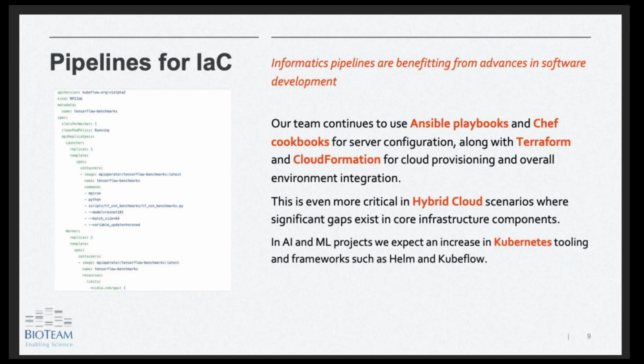the cloud. And I would argue that this infrastructure as code concept becomes even more important when you're in a hybrid cloud scenario, because the differences in your core infrastructure components are even bigger. So you can fill in that gap with infrastructure as code. We also see an uptick in Kubernetes-based tooling in ML, things like Helm charts and Kubeflow to run workflows and pipelines across Kubernetes infrastructure.